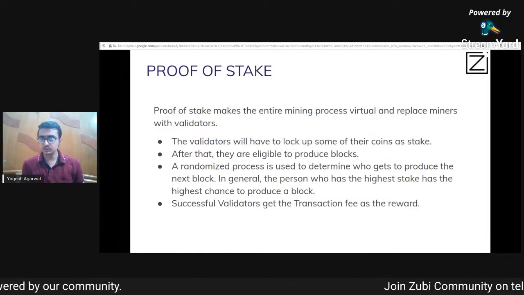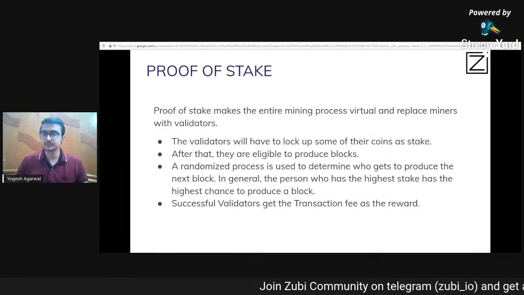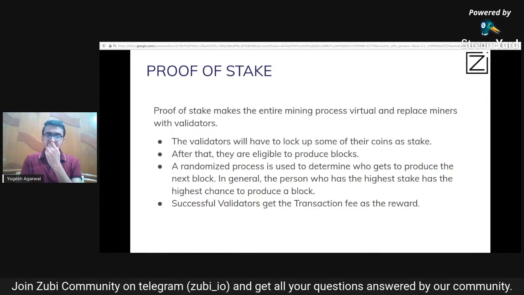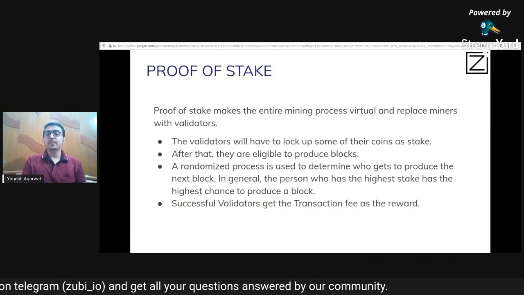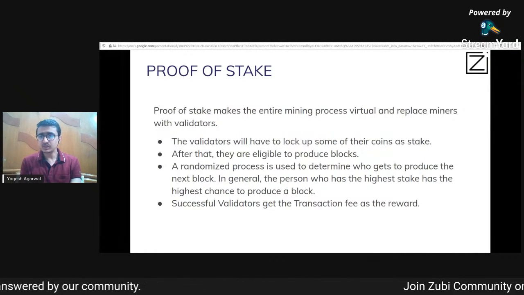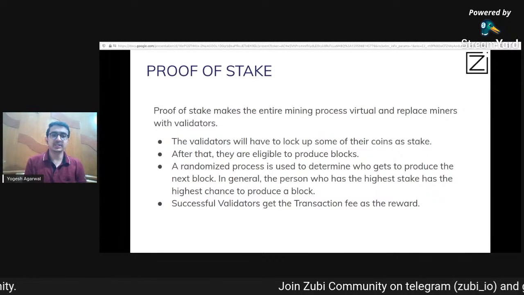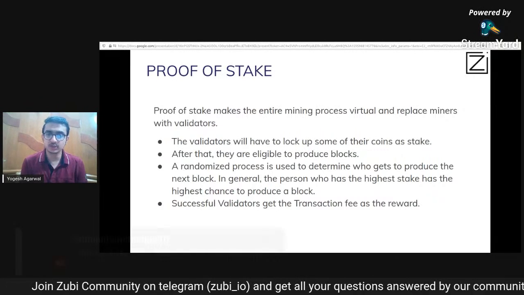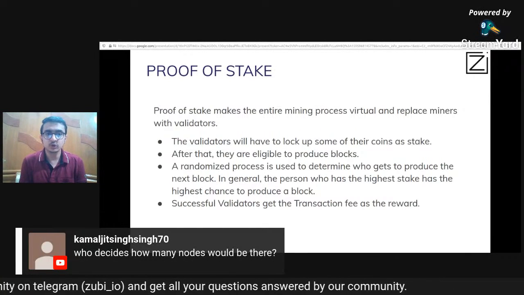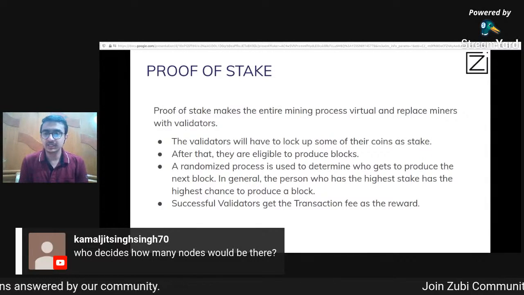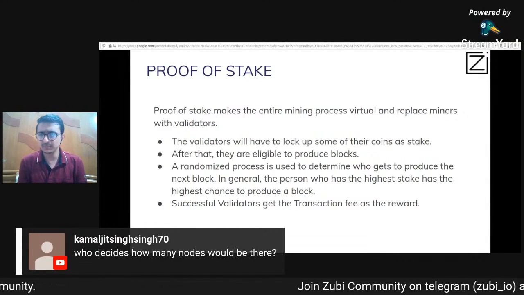Okay, so one question is, who decides how many nodes would be there? So Kamaljeet, it depends on the network. Suppose, for example, if we talk about public blockchains, there can be any number of nodes. Anyone can create an account on that particular blockchain. So if today you want to go and create an account on Bitcoin or Ethereum, you can do that, you can become a node.